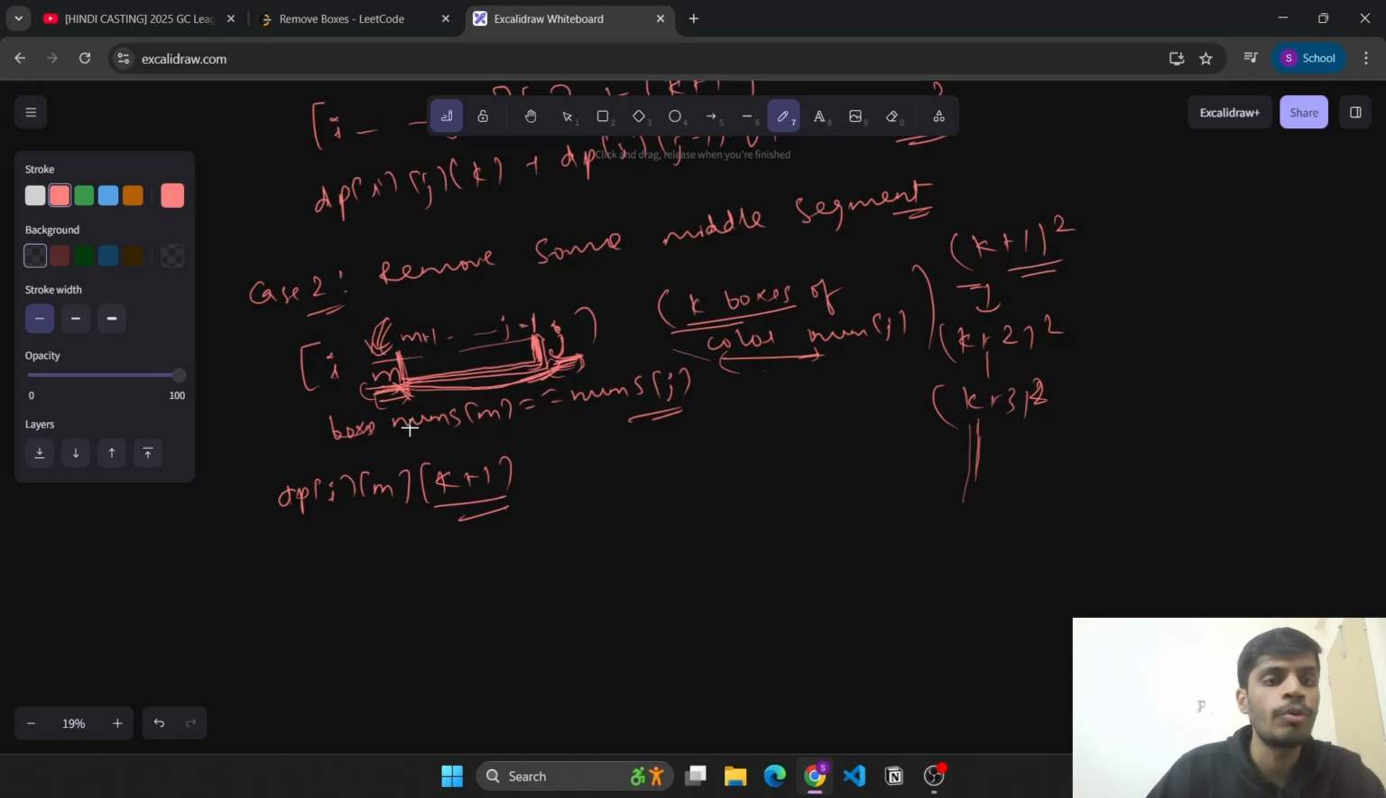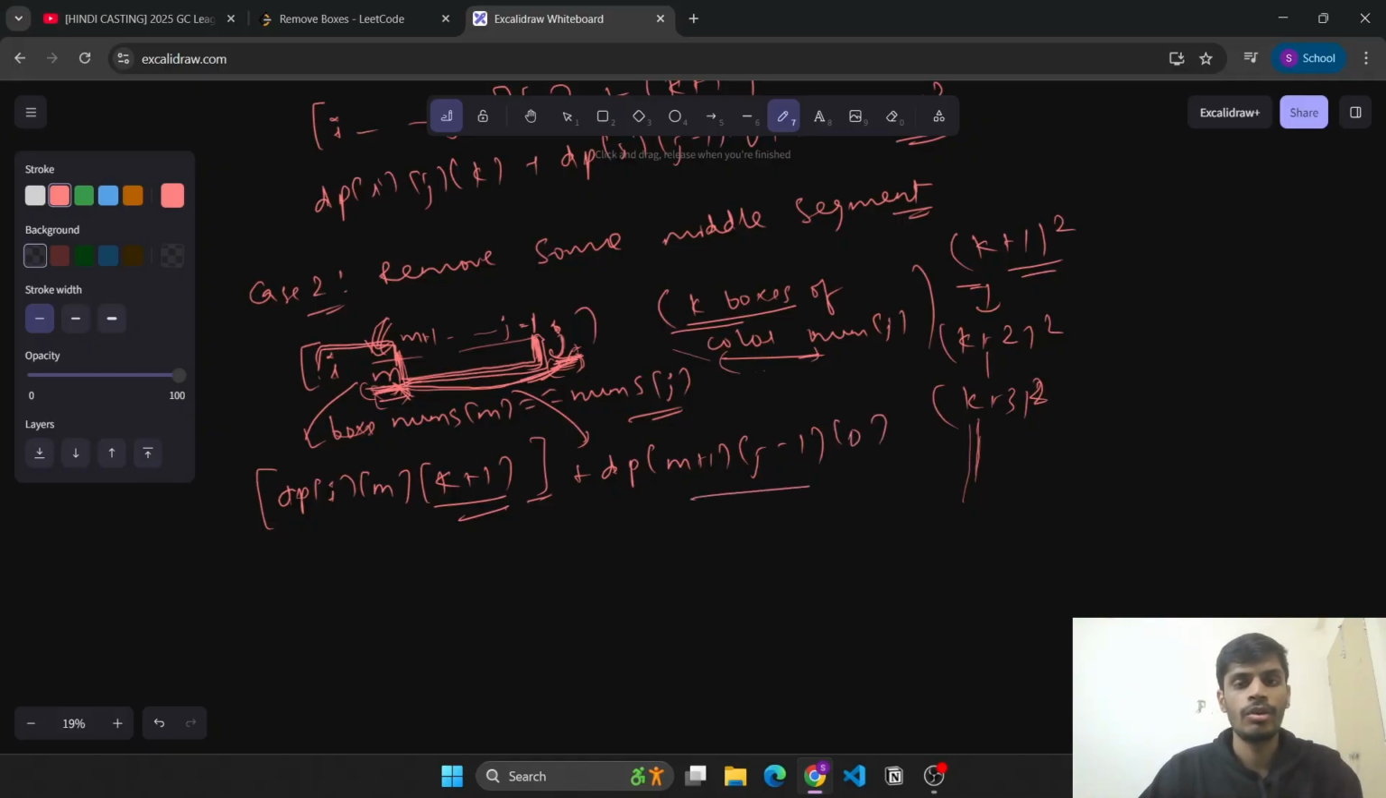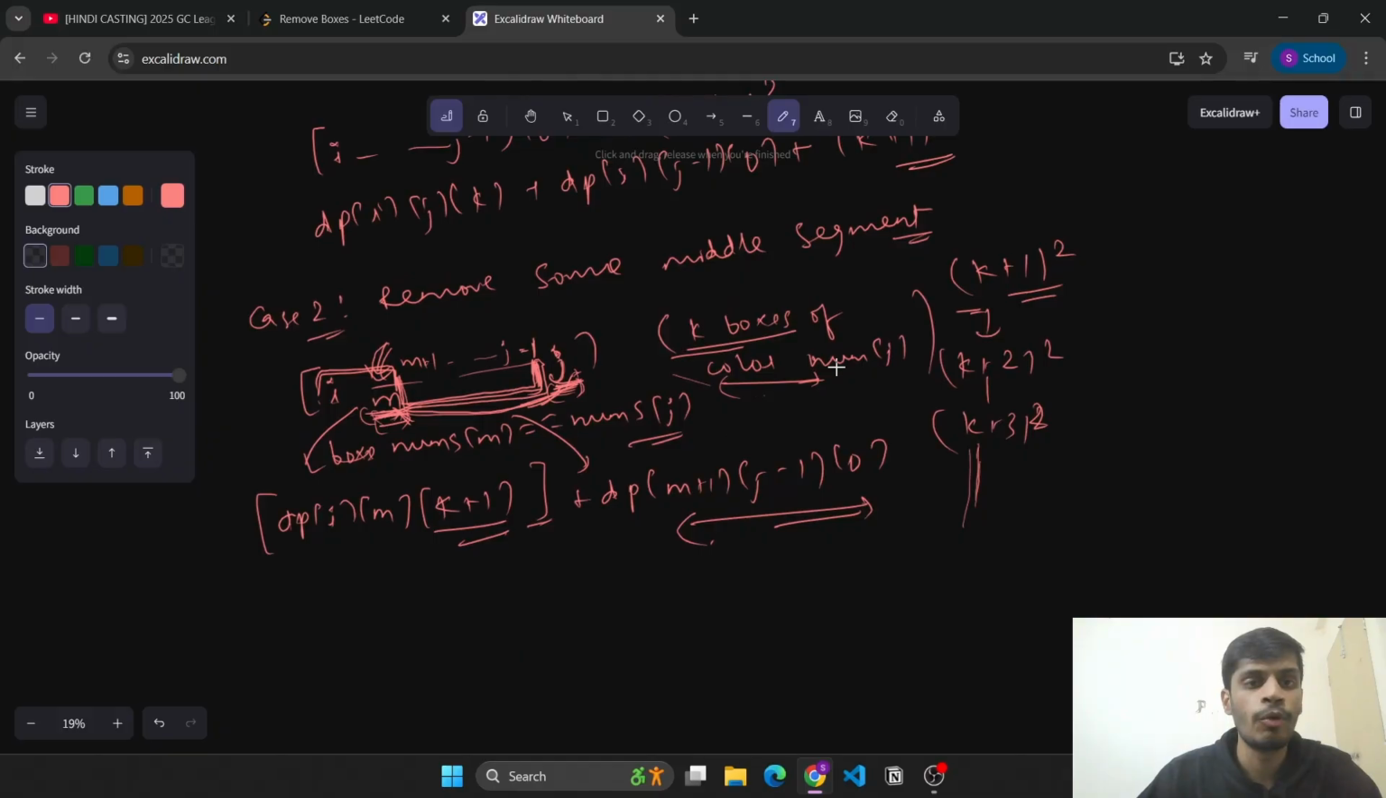Okay, so the new portion we made in such a way that now we need to solve this subarray only, and it will have k plus 1 boxes of the same color as nums of j. So this is the subproblem which we will divide, plus dp of m plus 1 till j minus 1, and it will have 0 colors on the right because no colors are present. So this will be the second case.